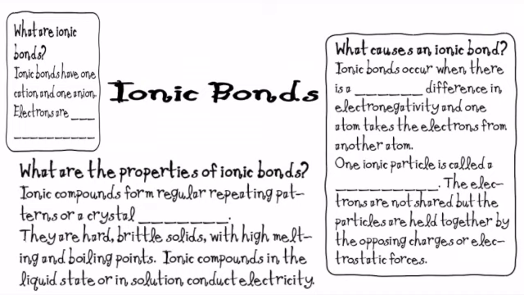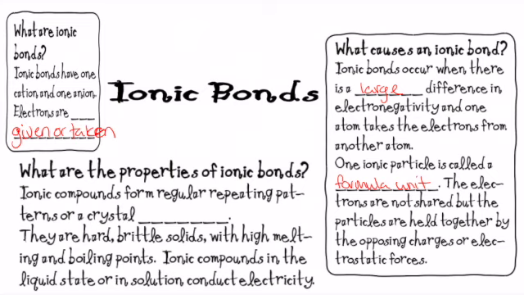What are ionic bonds? Ionic bonds have one cation and one anion. Electrons are given or taken away. So ionic bonds occur when there is a large difference in the electronegativity of one atom, and one atom is going to take the electrons from another one. One ionic particle is called a formula unit. The electrons are not shared, but the particles are held together by the opposing charges, or electrostatic forces.